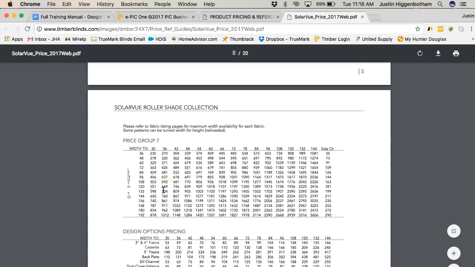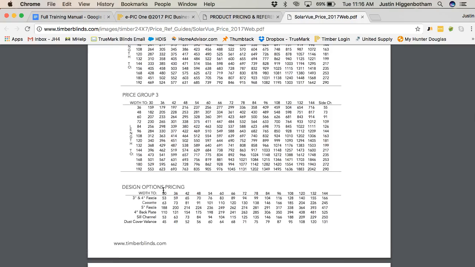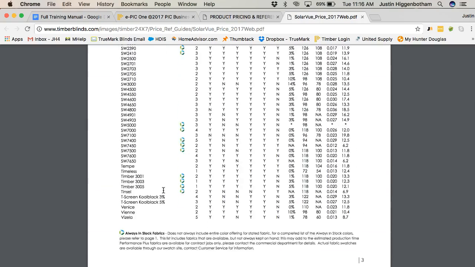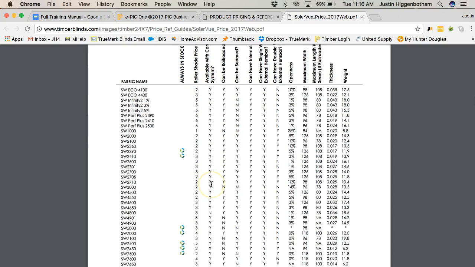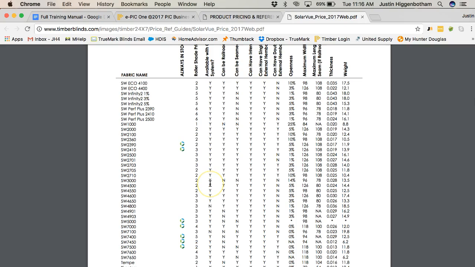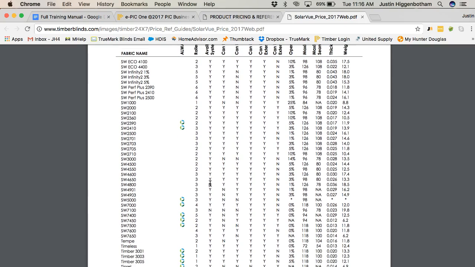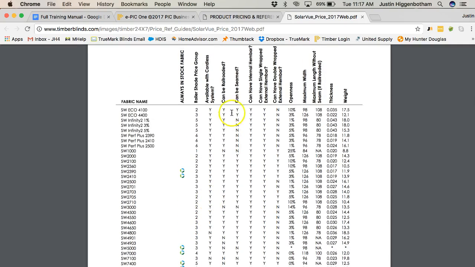So obviously price group 1 is the cheapest, and price group 7 is the most expensive. So this tells you the price group. Available with cordless system: some of these shades have cordless systems that you can operate without having any cords. That just tells you yes or no there.